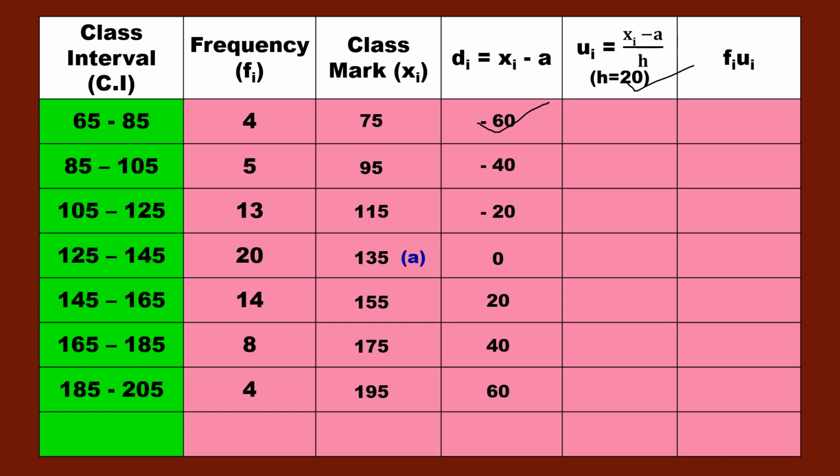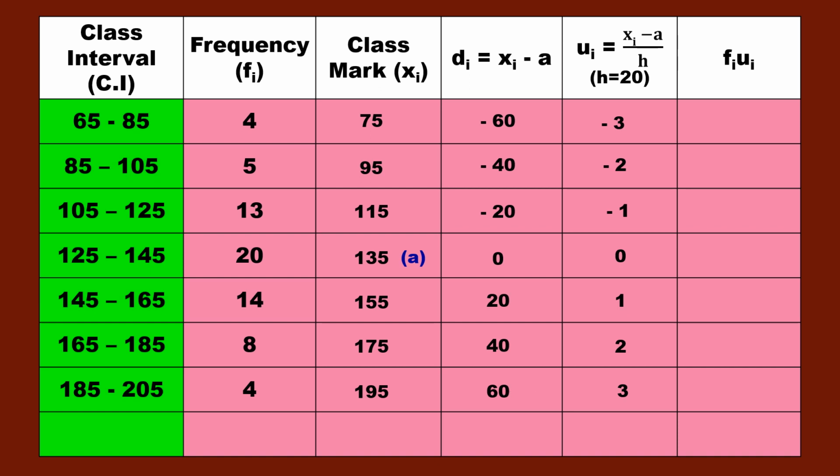Minus 60 by 20 is minus 3. Minus 40 by 20 is minus 2. Minus 20 by 20 is minus 1. And here 0 by anything is 0. Just remember, wherever you have that row, it will be completely 0, other than this left side. This right side will be completely 0. Now 20 by 20 is 1, 40 by 20 is 2, 60 by 20 is 3.